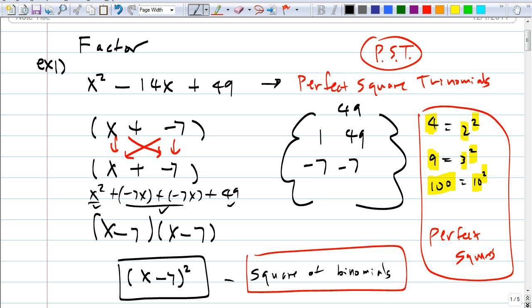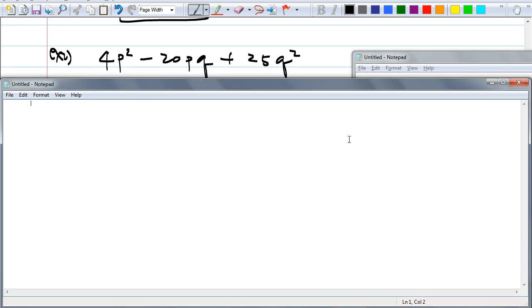Okay, so let's move on to example 2. Take a look at this example 2. I have 4p squared minus 20pq plus 25q squared. As a matter of fact, it turns out for this section I don't even have to teach you how to do these, because haven't we learned how to factor trinomials that look something like this? Isn't this what we did last time? Which form do we have here? ax squared plus bx plus c.